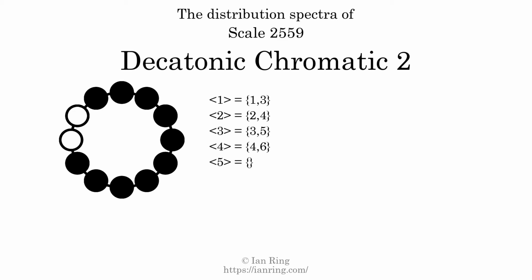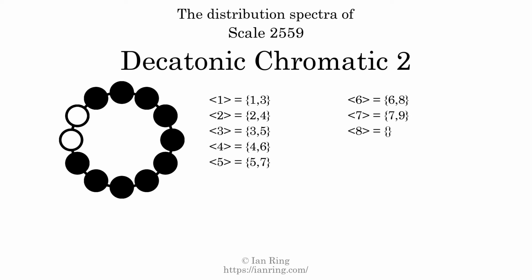The generic interval of 5 scale steps comes in two different specific interval sizes, 5 semitones and 7 semitones. The spectrum width of this generic interval is 2. The generic interval of 6 scale steps comes in two different specific interval sizes, 6 semitones and 8 semitones. The spectrum width of this generic interval is 2. The generic interval of 7 scale steps comes in two different specific interval sizes, 7 semitones and 9 semitones. The spectrum width of this generic interval is 2.